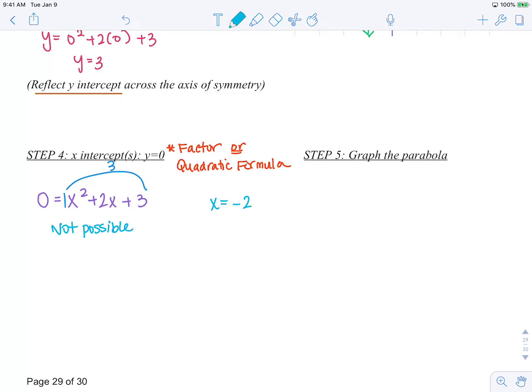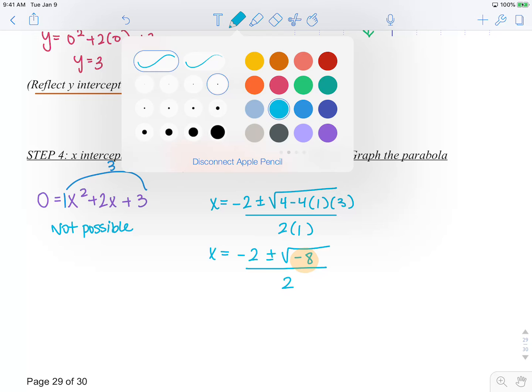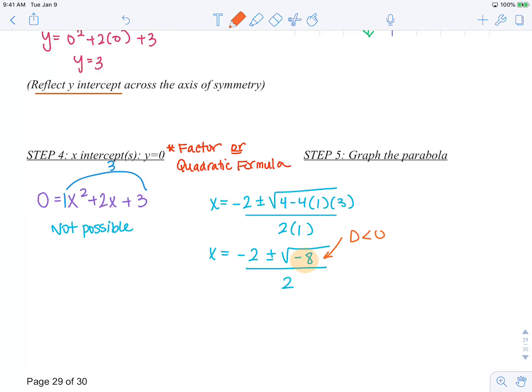x equals negative b plus or minus the square root of b squared minus 4ac all over 2a. So that makes x equal to negative 2 plus or minus the square root of 4 minus 12, which is negative 8, all over 2. So notice here our discriminant is less than 0. That means there's no solution. So whether we try to factor or use the quadratic formula, there's no solution.